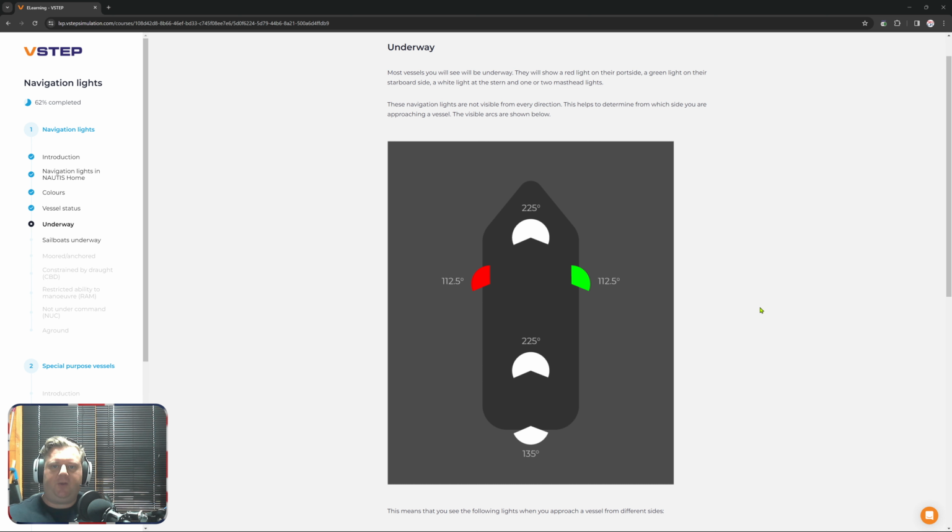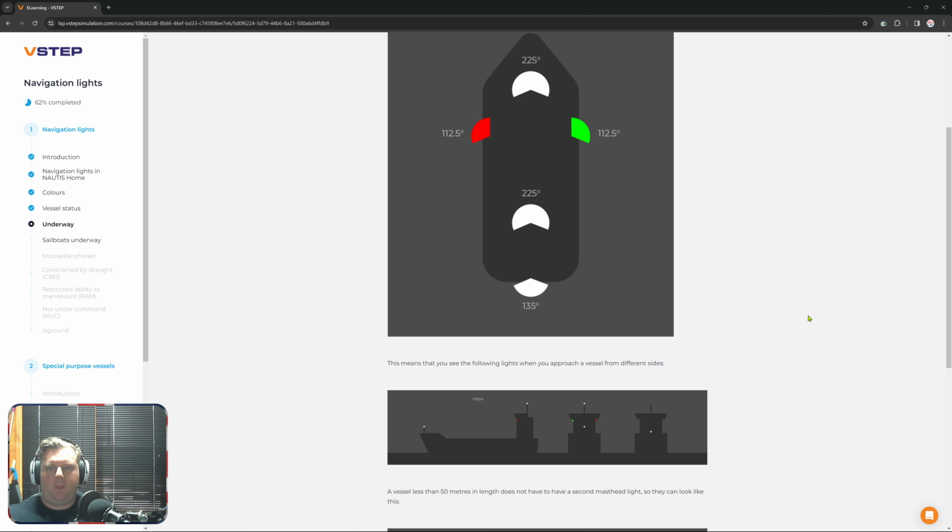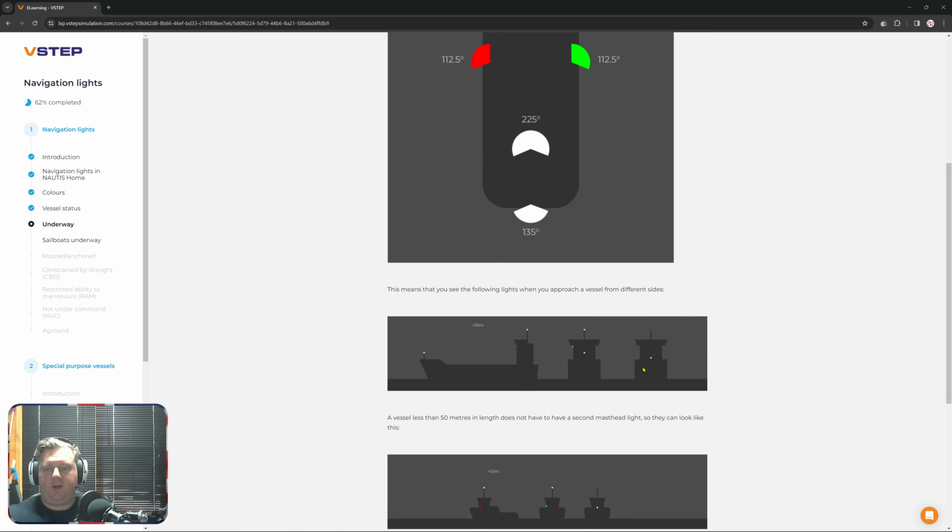Most vessels you will see will be underway. They will show a red light on their port side, a green light on their starboard side, and a white light at the stern and one or two masthead lights. These navigation lights are not visible from every direction. This helps to determine from which side you are approaching a vessel. The visible arcs are shown below. Okay, interesting. So from behind, you're likely only going to see the white light. Oh yeah, exactly that. Brilliant.